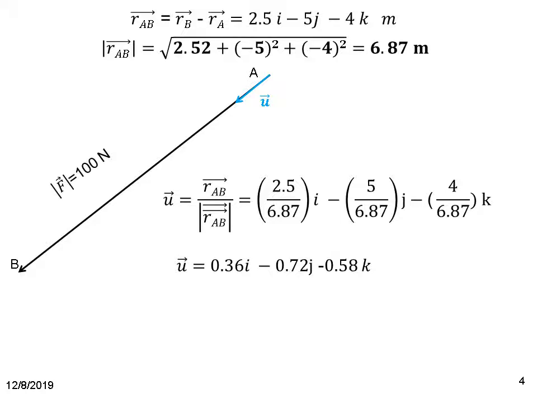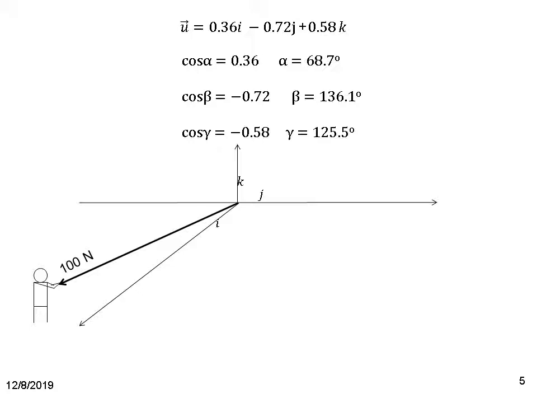The magnitude of the force is given as 100 Newton. When we multiply this magnitude with the unit vector, we get 36I minus 72J minus 58K Newton as the force. In order to find the angles this force makes with the x, y, and z axes, that is alpha, beta, and gamma, we use the coefficients of the unit vectors and equate them to cos alpha, cos beta, and cos gamma respectively.